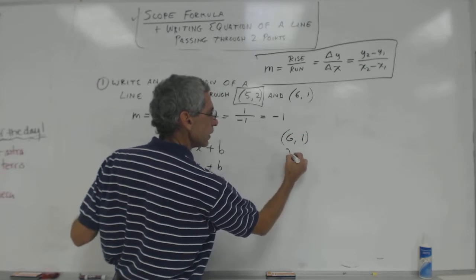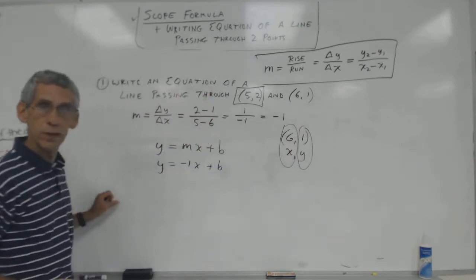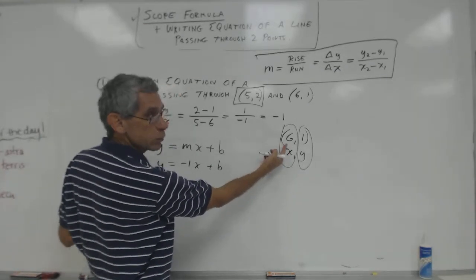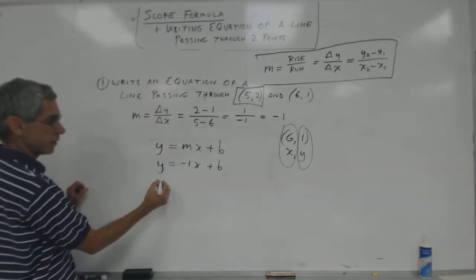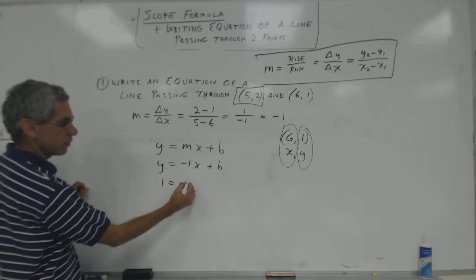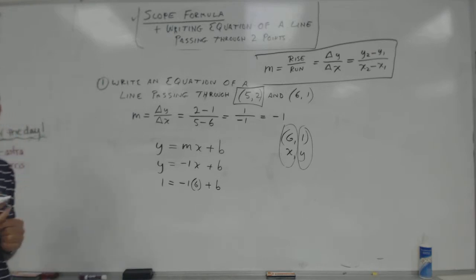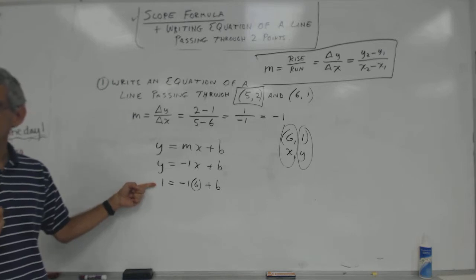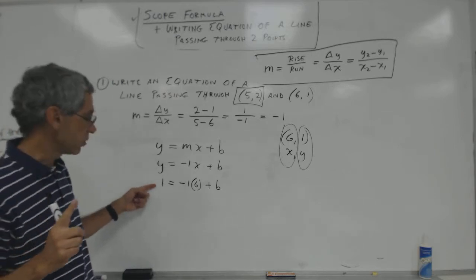Would you guys agree with me that 6 is x, right? And y is 1? You guys would agree with me? Yes? So whenever we see an x, let's replace it with a 6. Whenever we see a y, let's replace it with a 1. So here's a y, so I'm going to put a 1 equals negative 1 times 6 plus b. What's the only unknown that I have there? The b. I have one equation and one unknown. Can I solve for b? Yes. If there's one equation and one unknown, you can always solve for that unknown, right?